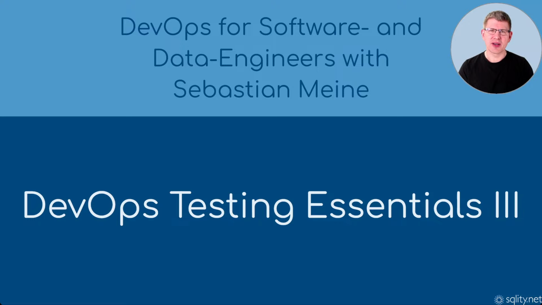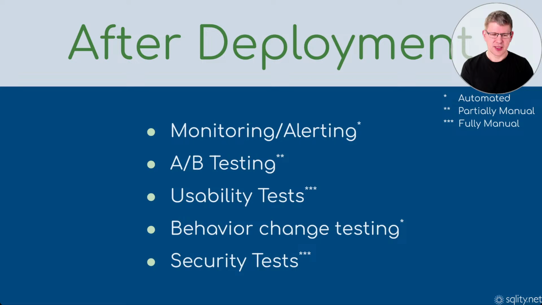Today's topic is DevOps Testing Essentials number 3. The third episode in which I'm talking about what type of tests you should think about including in your DevOps processes. And in the first 2 episodes, we talked about the tests that you execute before deploying and the tests you execute during deployment. And today I would like to take a look at the tests that you should or could employ after deployment. The first one is monitoring and alerting.